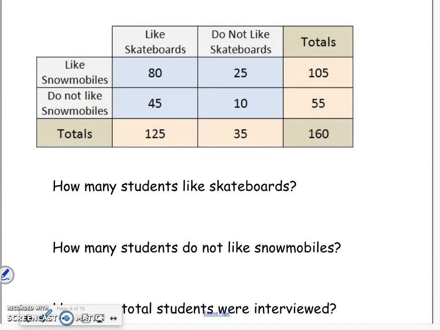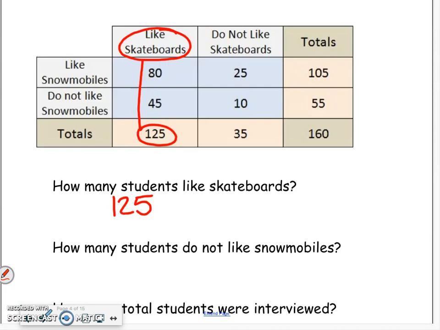Next example. Looks like we have our two categories of liking skateboards and not liking skateboards, as well as liking snowmobiles and do not like snowmobiles. So if we're going to read the data from this table, first question says, how many students like skateboards? All we're looking for is the number that likes skateboards. If you're only circling one category, you're going to be looking towards the bottom of the total. So our total is 125 students like skateboards.